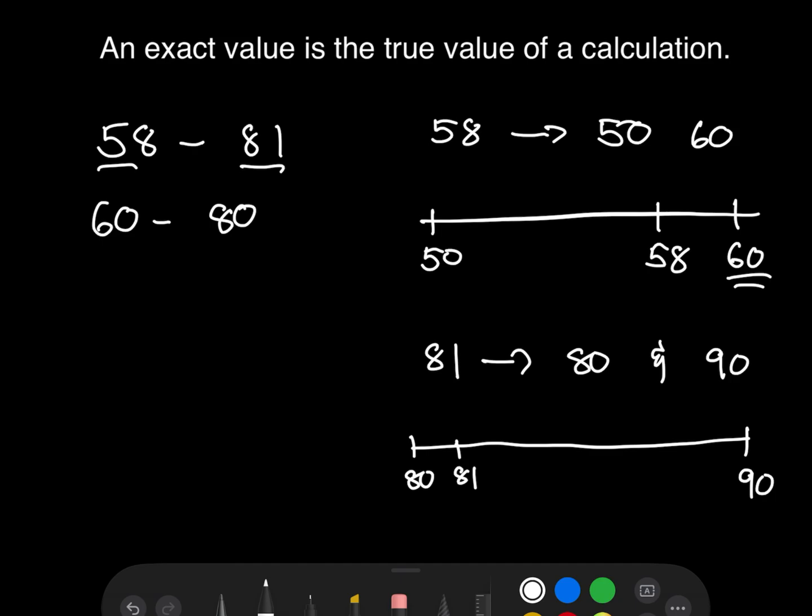So therefore, the approximate value of 58 minus 81 is negative 20. That is the estimate value. But if you want to get the exact answer, 58 minus 81 is equal to negative 23. Let's have another example.